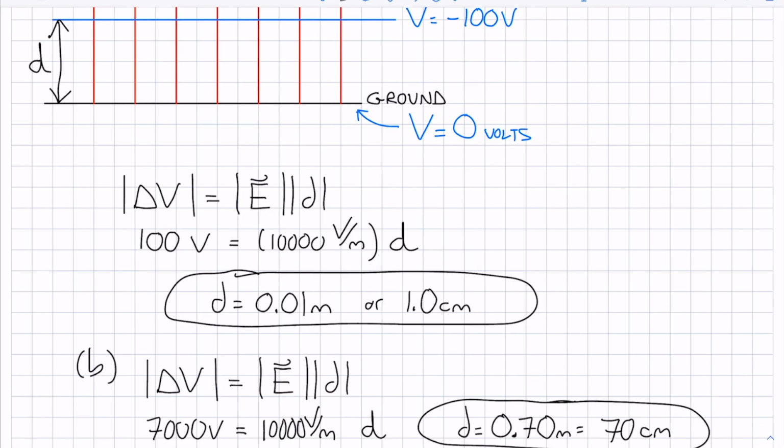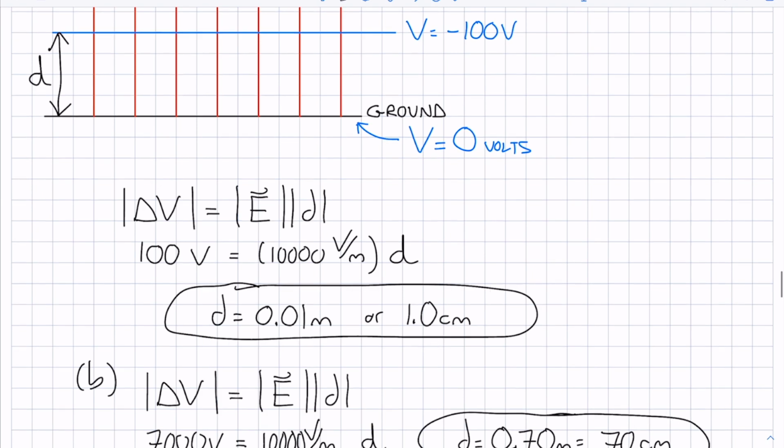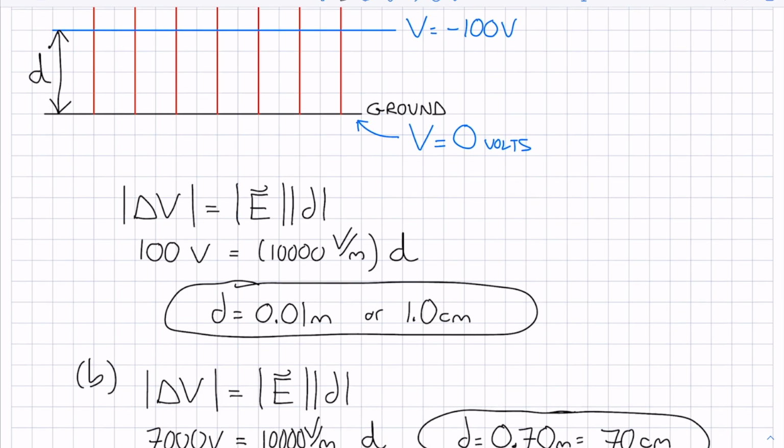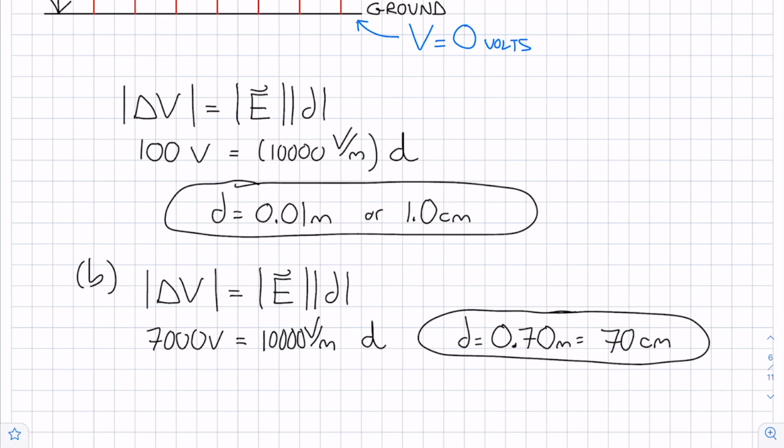So it is showing that as you move further away from the ground, if the ground is designated at 0 volts, you're going to get less and less value, so they're going to become negative. And these are the heights at which you get those voltage differences.